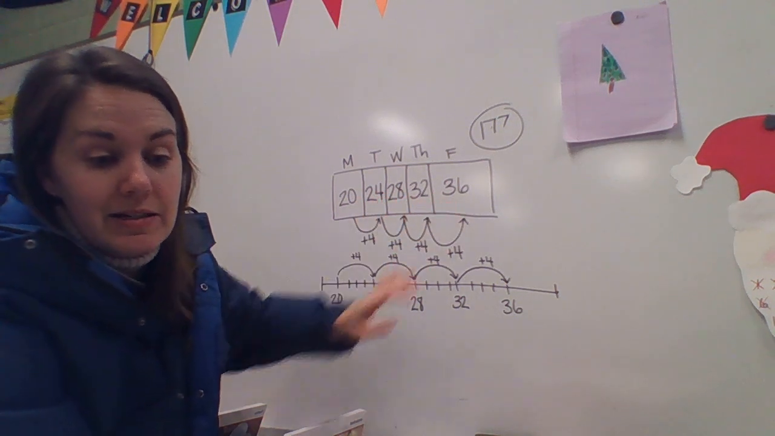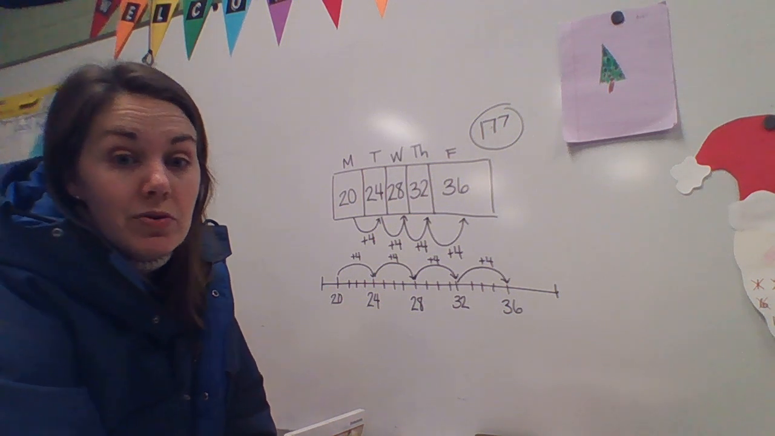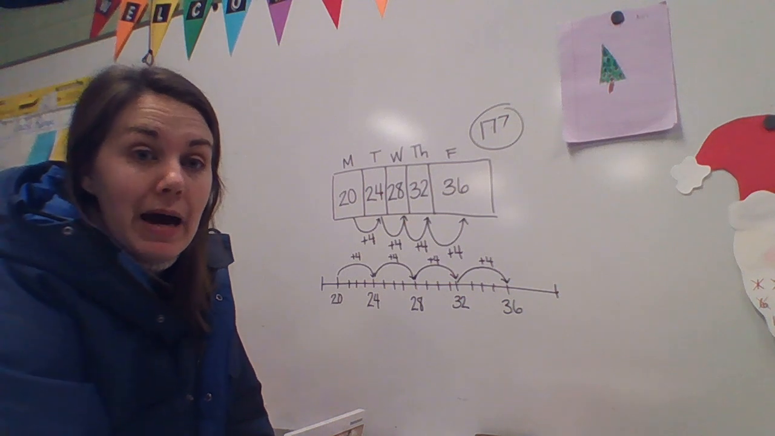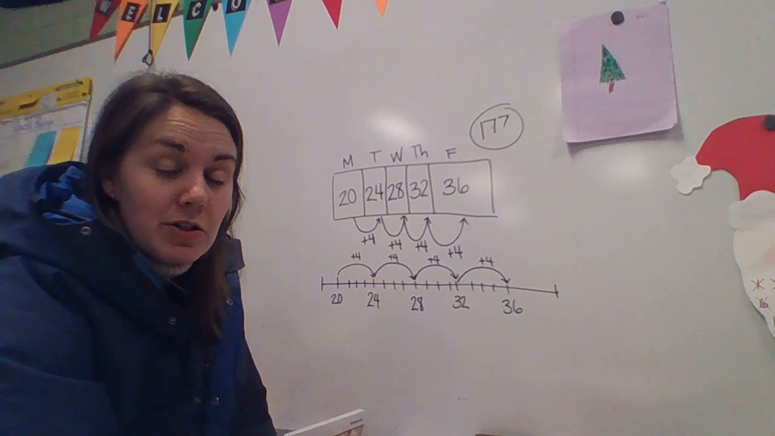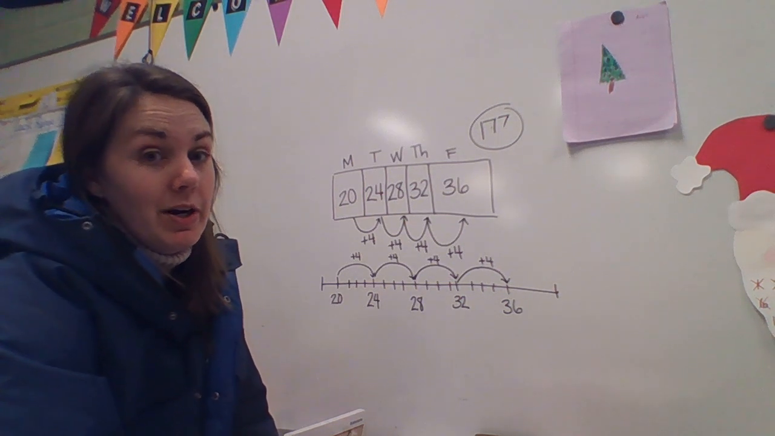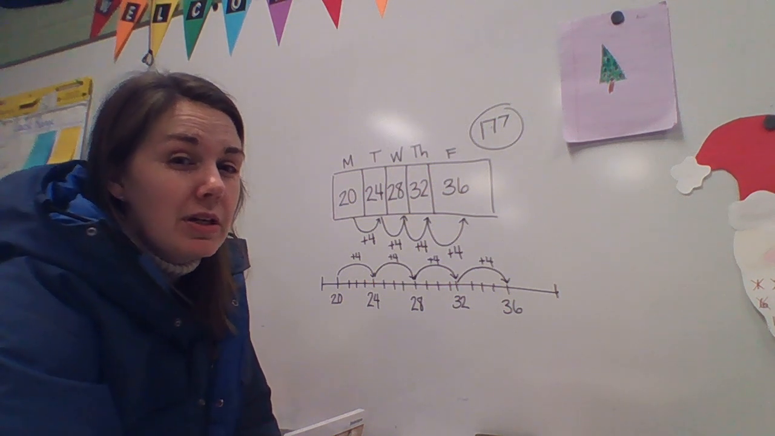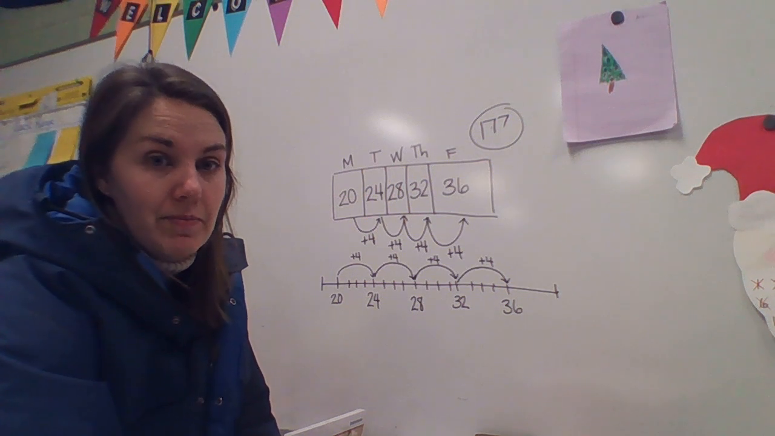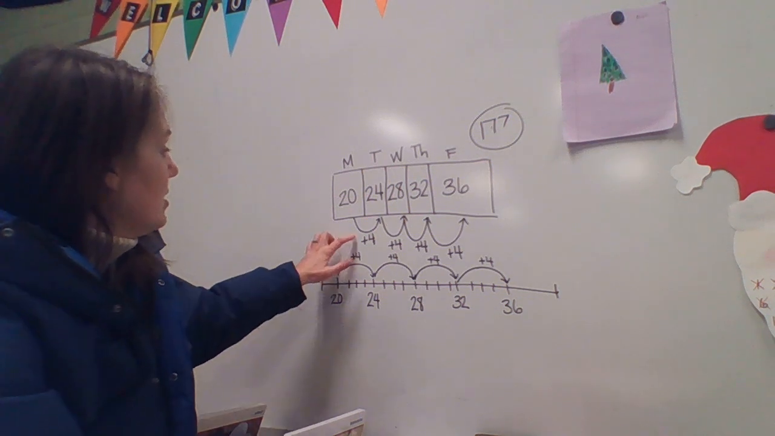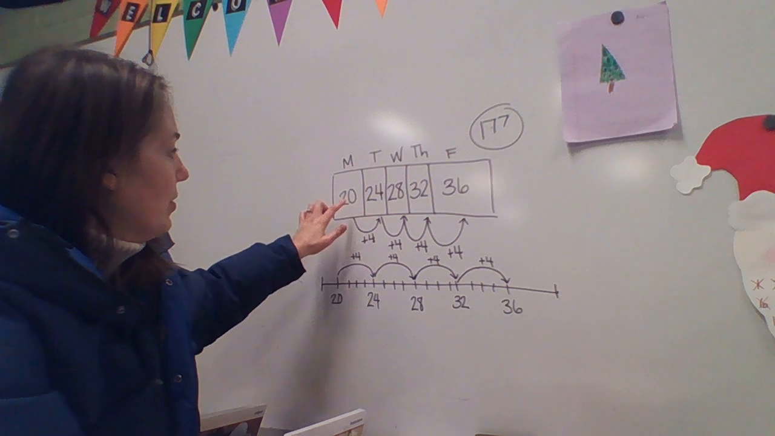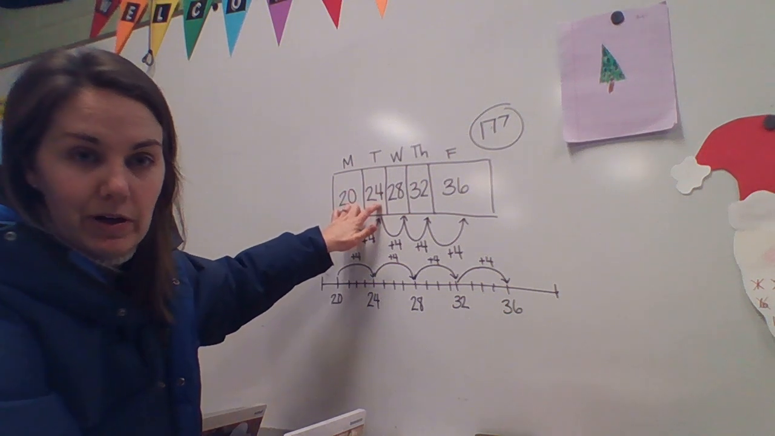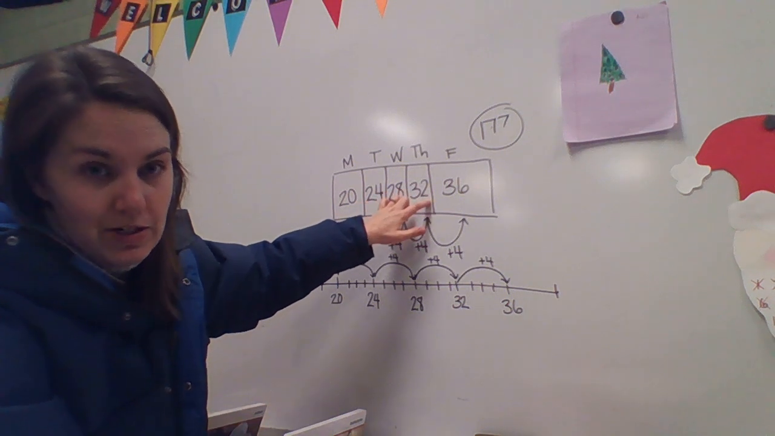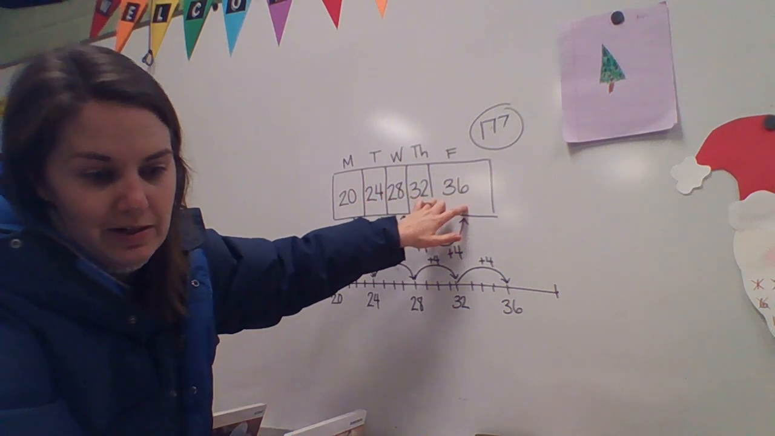And Friday, 36. Number 2 says, what is the rule you follow to get from one number to the next in the pattern? So remember, when we're talking about patterns, we're talking about a rule. And when we're talking about number patterns, usually that rule is going to be add, subtract, multiply, divide by a certain number. So in this case, our rule was each time we added 4, right? So 20 plus 4, 24. 24 plus 4, 28. 28 plus 4, 32. 32 plus 4, 36. Okay.